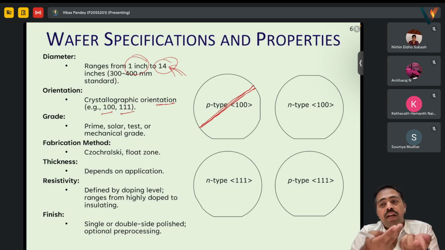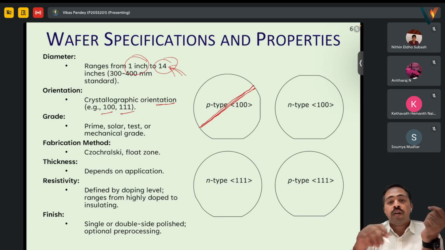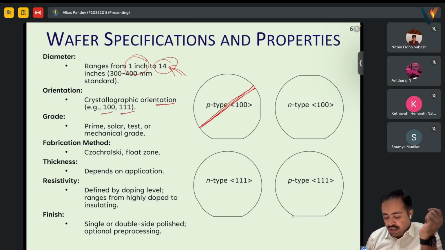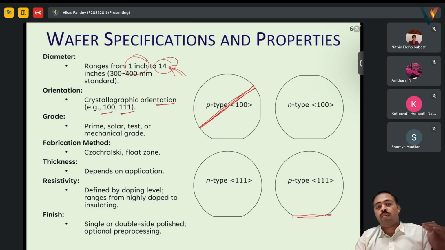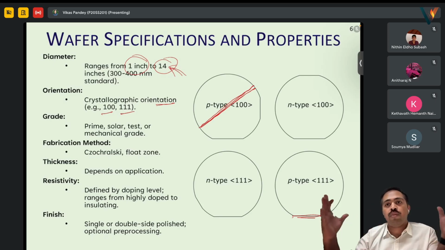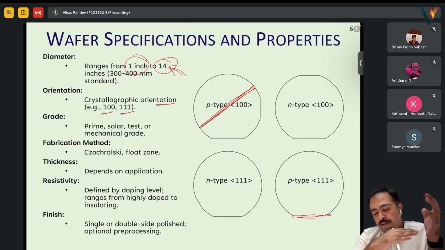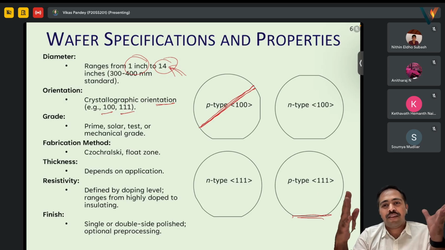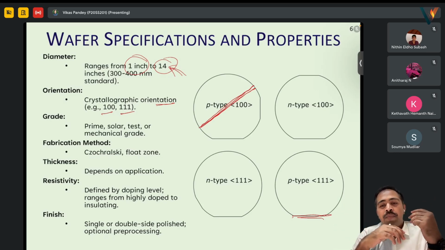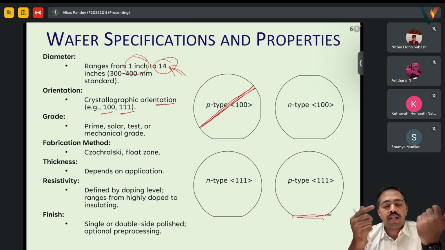Then p-type and n-type, we talked about dopant. So how will you identify whether it is p-type or n-type, just by seeing the wafer? The wafer will be circular, but it has one single cut, or notch. Nowadays, for bigger wafers, cutting is a wastage of material, but for smaller ones you will find these cuts. The big cut is primary, the small cut is secondary.